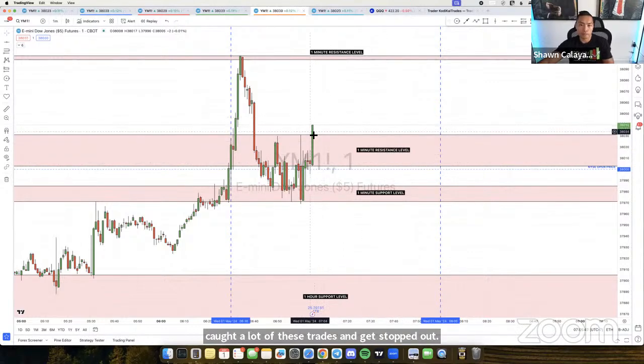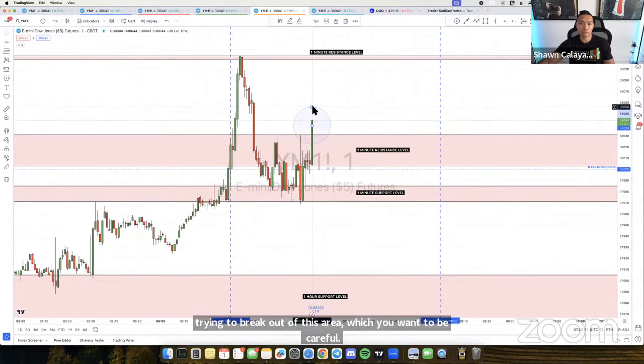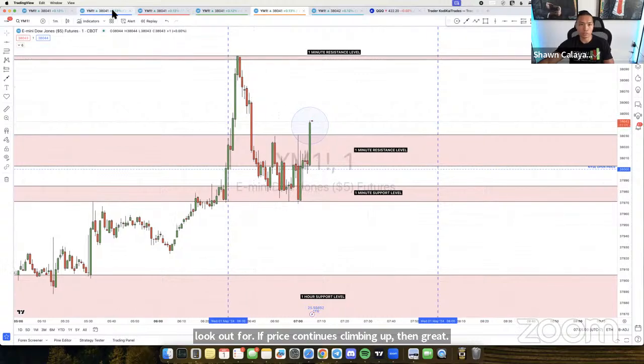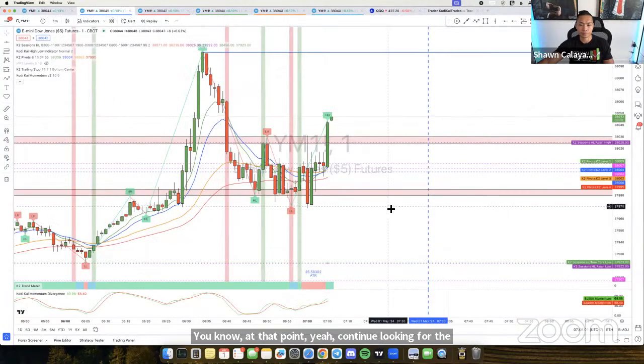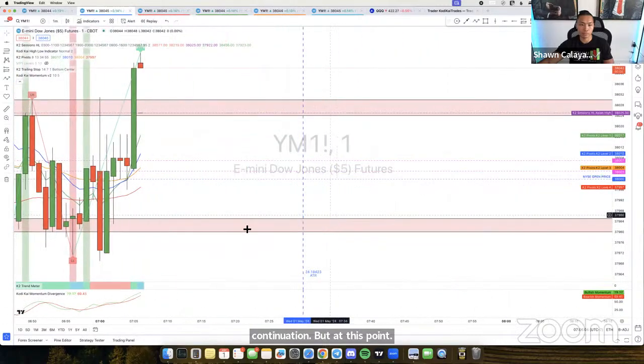So again, right here, price is trying to break out of this area, but you want to be careful. Look out for the fake out. That's typically what I look out for. If price continues climbing up higher, then great. At that point, yeah, continue looking for the continuation. But at this point, I think here you probably want to look out for the fake out.